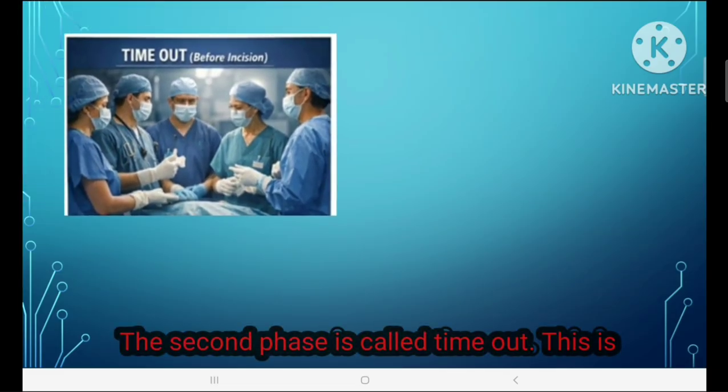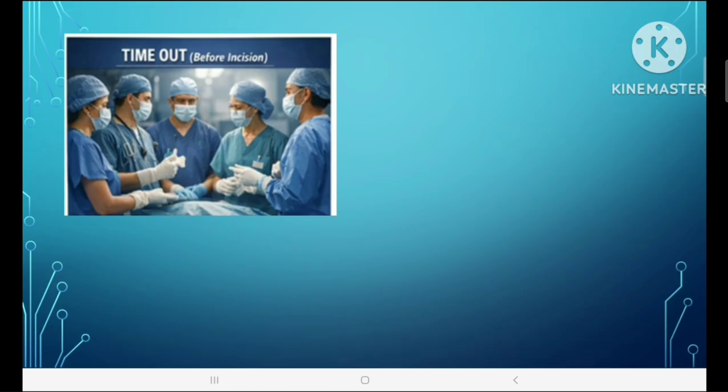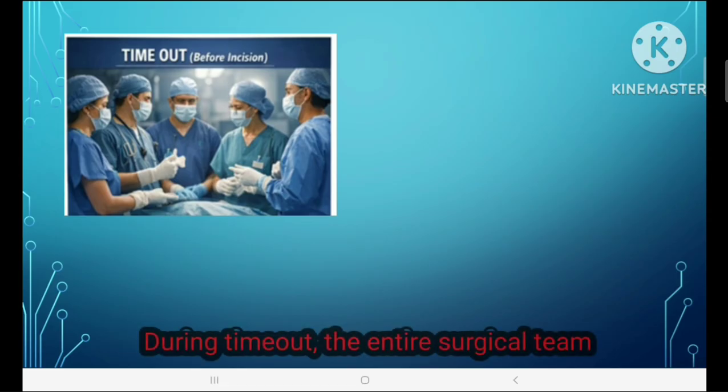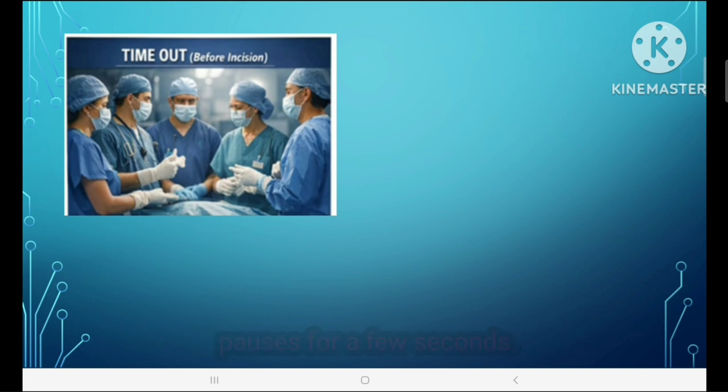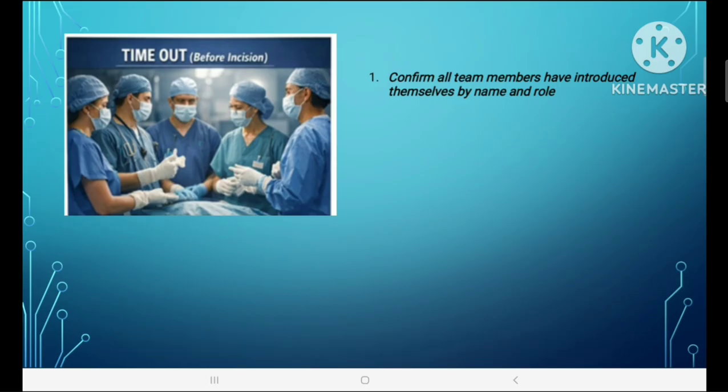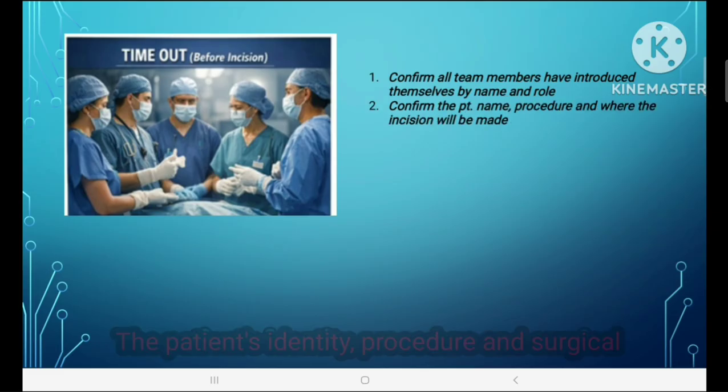The second phase is called time out. This is done just before the skin incision is made. During time out, the entire surgical team pauses for a few seconds. Everyone in the operating room is involved. Point 1. The surgeon, anesthetist, and nursing staff introduce themselves by name and role. Point 2. The patient's identity, procedure, and surgical site are again verbally confirmed.